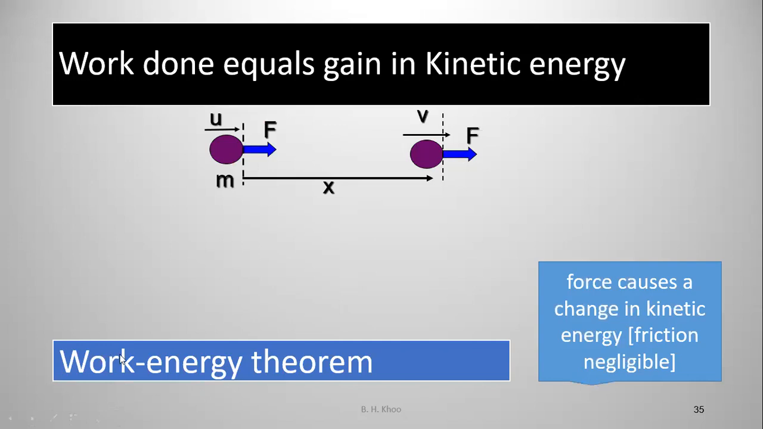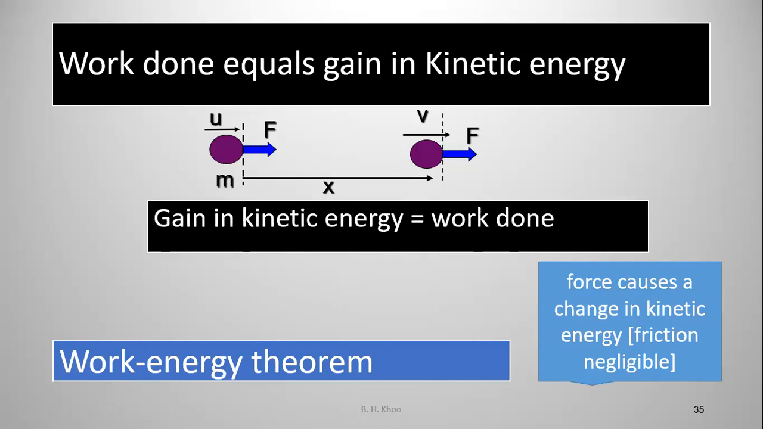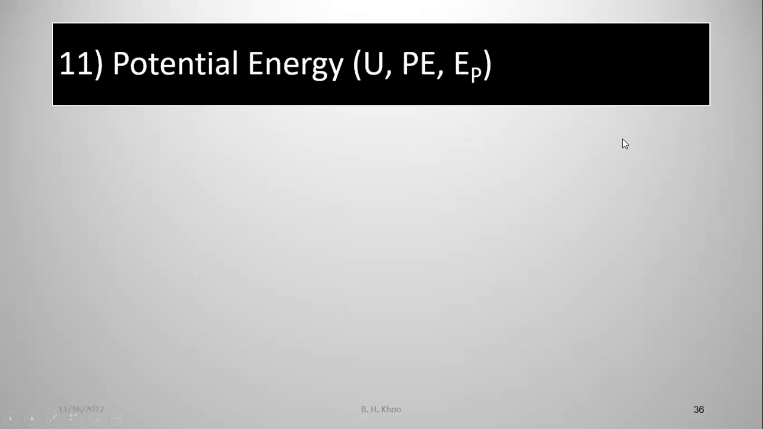So, the work energy theorem: gain in kinetic energy equals work done. In this case, we don't need to derive. We should be able to write down this is the initial kinetic energy, this is the final kinetic energy. The work done by the force is what causes a gain in kinetic energy. No friction is involved here. It's just the work done, the force causing an increase in kinetic energy.